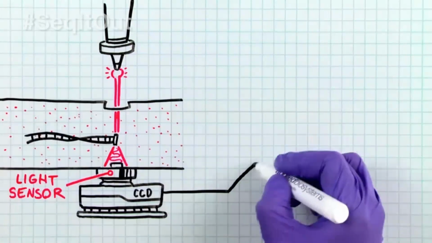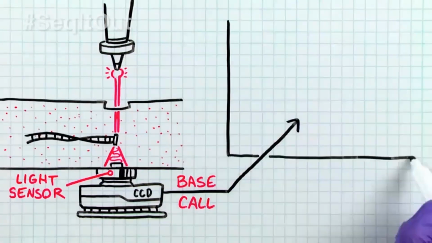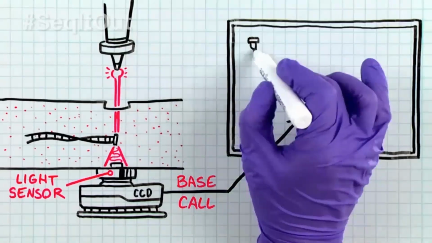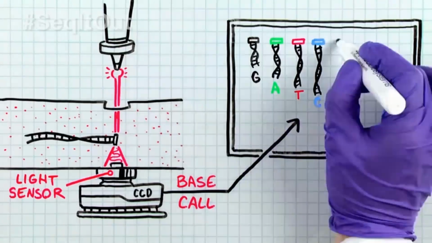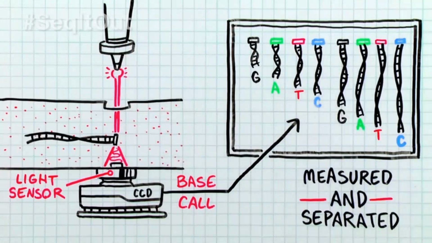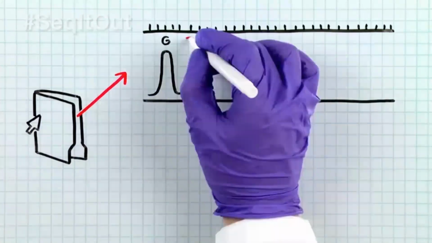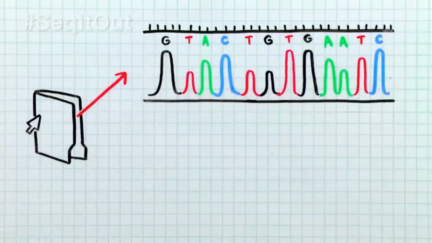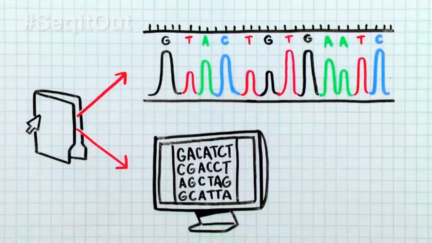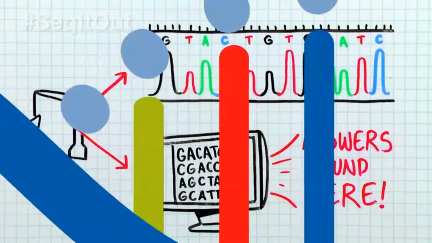Software can then interpret the detected signal and translate it into a base call. When the sequencing reaction is performed in the presence of all 4 terminated nucleotides, you eventually get a pool of DNA fragments that are measured and separated base by base. What you will get in the end is a data file showing the sequence of the DNA in a colorful electropherogram, and a text file which you can use to answer the questions you may be asking. And that, in a nutshell, is Sanger sequencing.